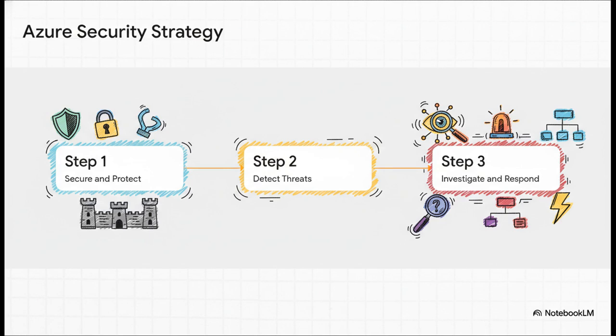And that blueprint, it's built on three really solid pillars. First, you build up your defenses to secure and protect. Simple enough. Second, you've got to be actively watching for any troubles, so you detect threats. And third, if, or let's be real, when something happens, you have a solid plan to investigate and respond. We're going to walk through each one of these right now.